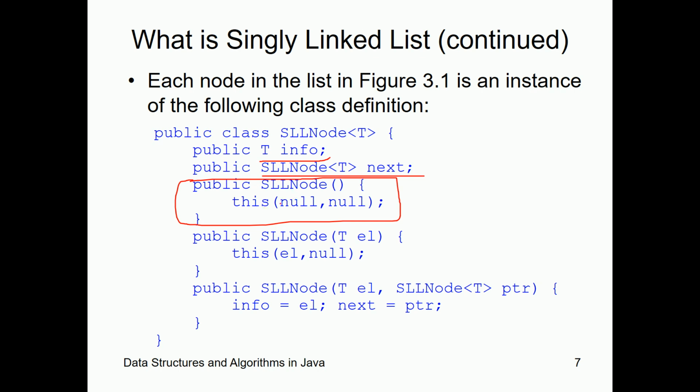This null, null, what does this mean again? Exactly. This is going to call another constructor that takes 2 arguments. Is there another one? Yes, there is. Check this one. This constructor has the same name as the class, but this time it has 2 elements. So if you don't give any argument, it's going to call this one with null, null, which means it's going to put the info to be null and the next to be null, which is basically fine.